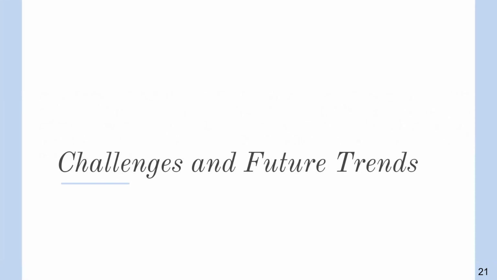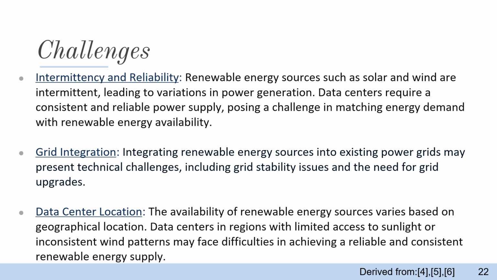Now we can talk about the challenges and future trends in our topic. A few of the main challenges faced are intermittency, reliability, grid integration, and data center location. Intermittency and reliability means renewable sources such as solar and wind are intermittent, leading to variations in power generation. That is, we cannot fully be reliable on just solar and wind energy. If there are any variations in weather, it leads to variation in power generation.